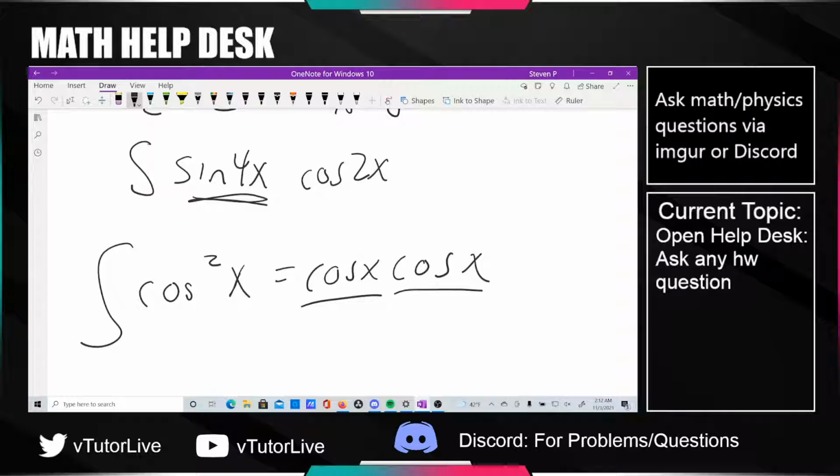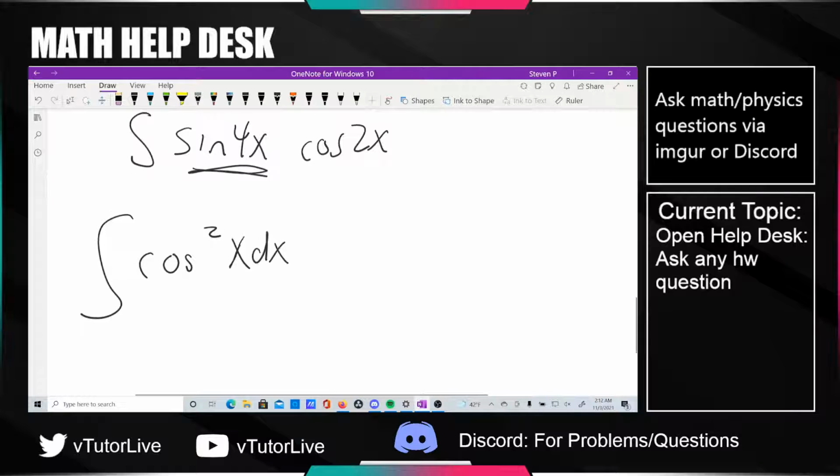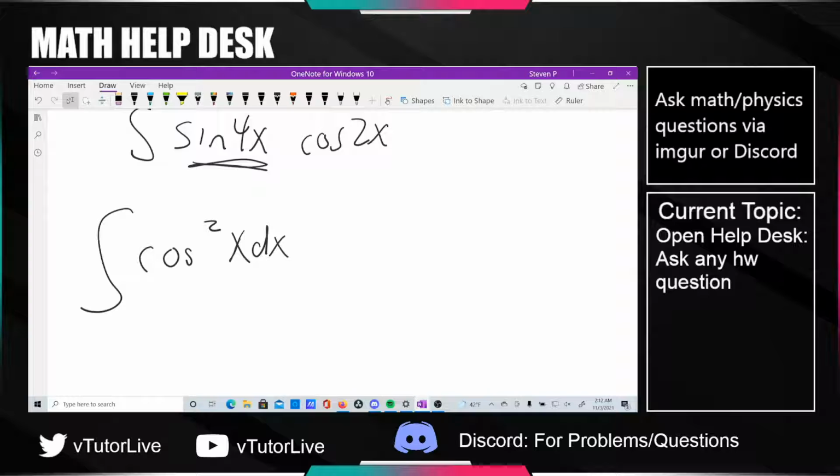So this isn't an explicit problem, but it's good to know. How would you integrate cosine squared of x? This is something that I think you should probably have down cold. This is a situation where we don't have the extra sine of x to make our life easier. So how would you integrate cosine squared of x?